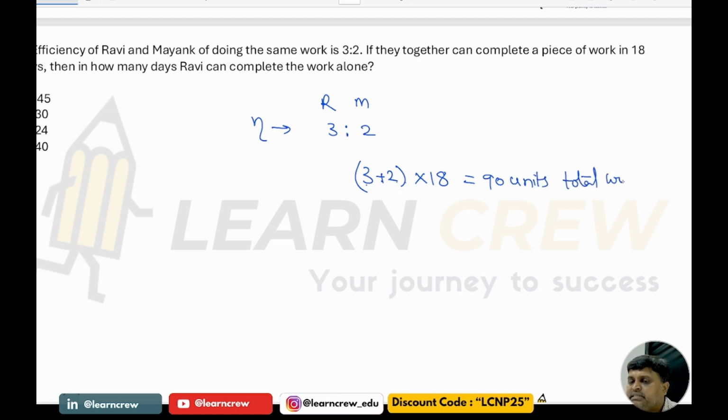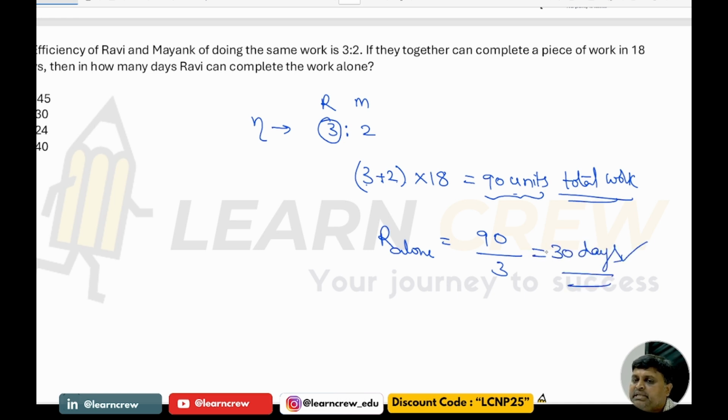Because total work they are completing in 18 days working together. 90 units is total work. In how many days Ravi can complete alone? Ravi's capacity is 3 per day. Ravi alone can finish this 90 units in how many days? 90 by 3 per day, which is 30 days. So answer is Ravi alone can complete this 90 units in 30 days.